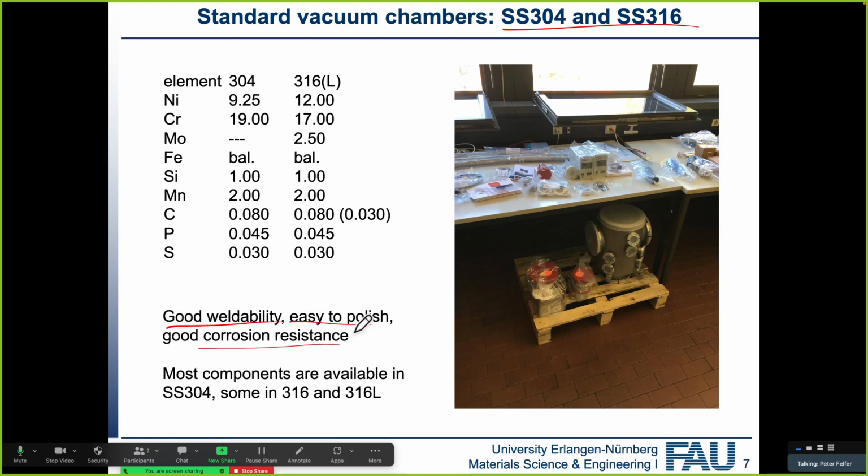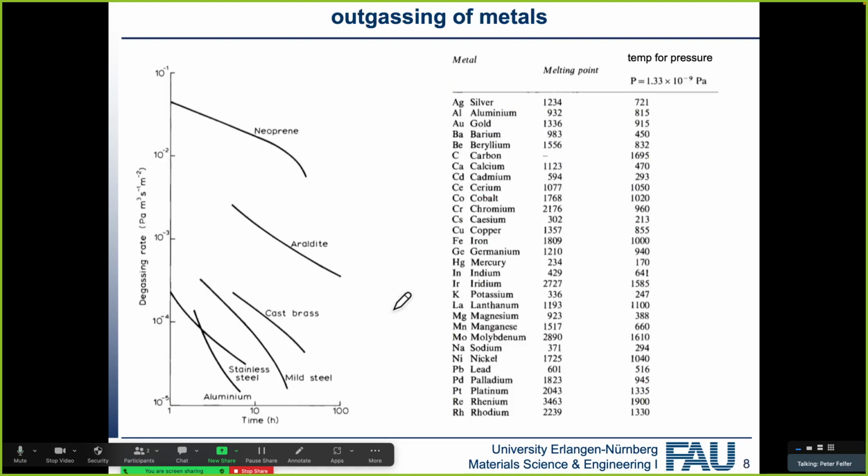Very often, if you want to electro-polish systems, so produce even better surface qualities, we go for 316L because it's better to electro-polish. And typically, we also use electroslag refined grades, and you can only get them in 316 anyway. I think that's even a bigger reason. But certainly, almost all components are available in 304, and some are available in 316 and 316L. This is the standard vacuum system stuff.